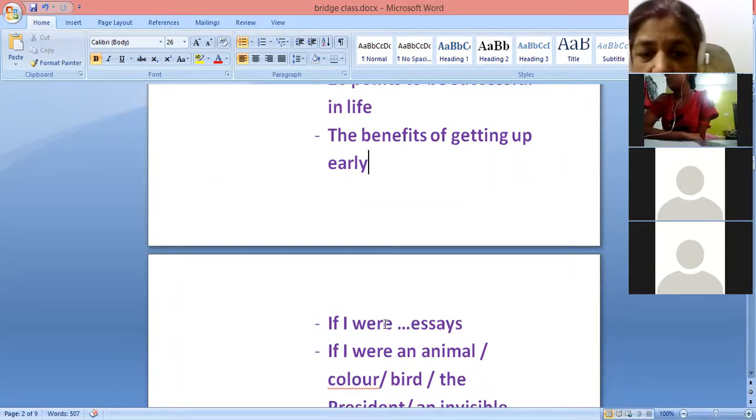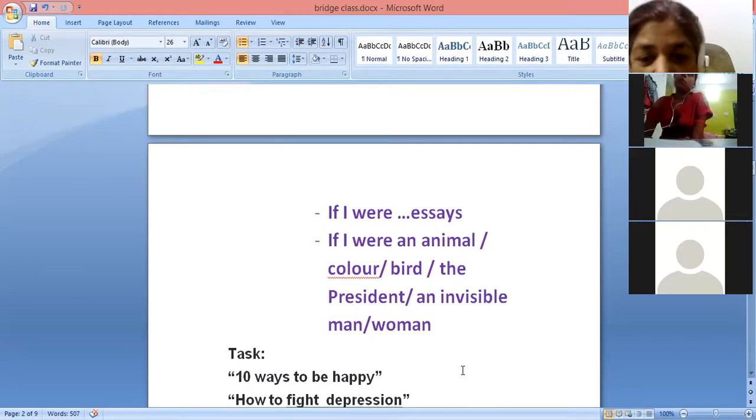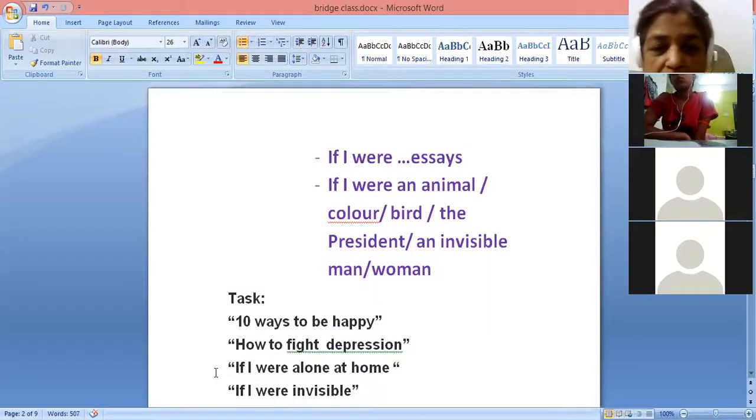और ऐसे स्कूल में बहुत लिखा होगा, आपने लिखे होंगे. If I were the president, if I were the prime minister, if I were a teacher of English, if I were an animal, which animal I would be? If I were a bird, which bird? If I were the president, if I were an invisible man, तो आप क्या करते, कहाँ जाते, क्या क्या करते आप? There are many such things which you can write.